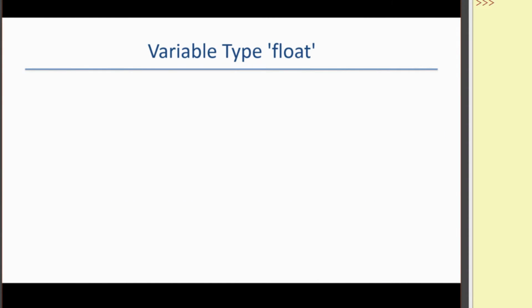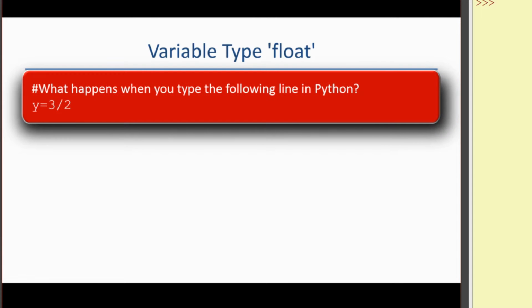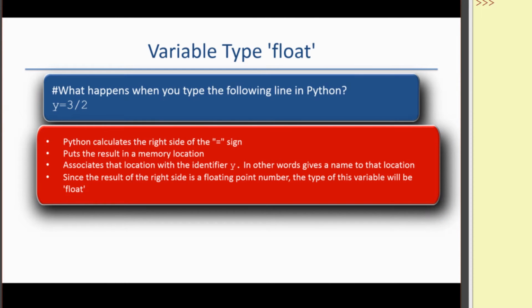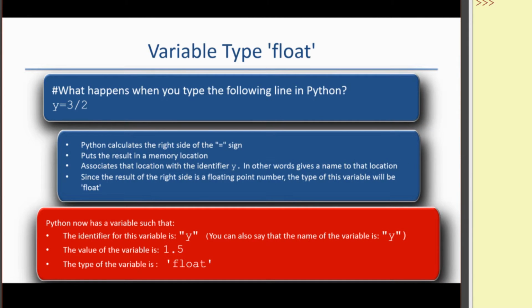Let's go to our next type, which is the float. What happens when you type the following line in Python? When you say y is equal 3 divided by 2. Again, Python calculates the right side of the equal sign, puts the result in a memory location, associates that location with the identifier y, and since the result is a floating point number, the type of this variable will be float. So Python now has a variable. The identifier for that variable is y. The value of the variable is 1.5 and the type of it is float.